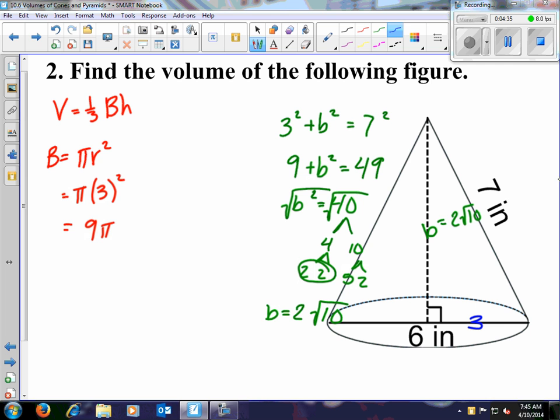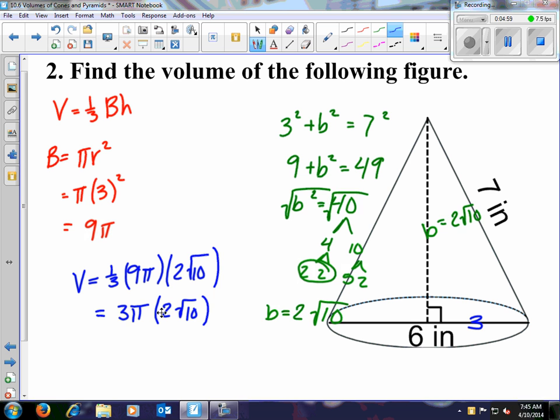So now I can do the rest of my formula. I have volume equals 1/3 area of my base, which was 9 pi, times my height, which is 2 radical 10. So I have 1/3 of 9, which is 3. So I have 3 pi times 2 radical 10. And 3 times 2 is 6. So I have 6 pi radical 10 inches cubed as my answer. Now you can put this as a decimal if you want to, but I prefer to do less work and leave it as is.